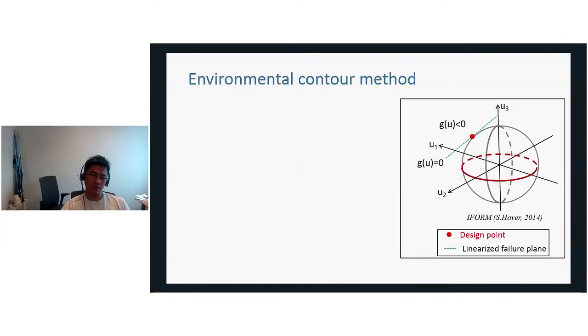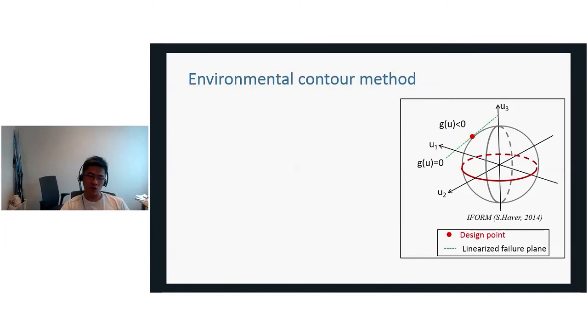Another approximate approach is the environmental contour method. We still use the problem with two environmental parameters as an example. In the I-FORM, the variability of the short-term extreme value is considered, which is represented by U3. In the environmental contour method, U3 is set to be zero. In this way, the environmental contour line is only related to U1 and U2, as presented by the red circles in this U space.